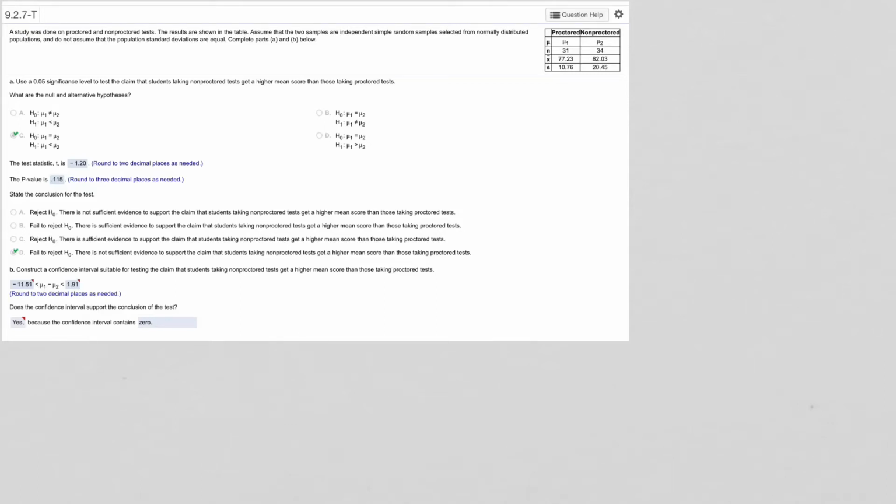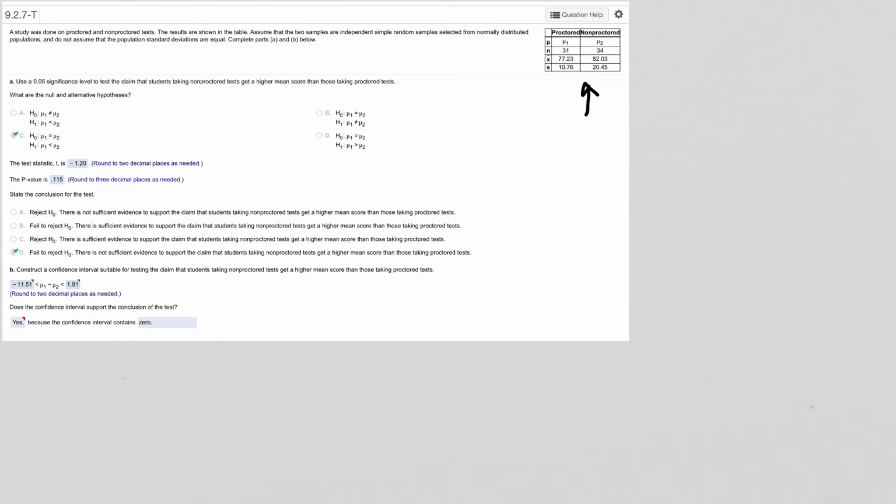In this problem, it says that a study was done on proctored and non-proctored tests. The results are given in the table we have over here. And we want to assume that the two samples are independent, simple random samples selected from normally distributed populations, and we are not assuming that the population standard deviations are equal. So we're going to take a look at what the null and alternative hypotheses should be.